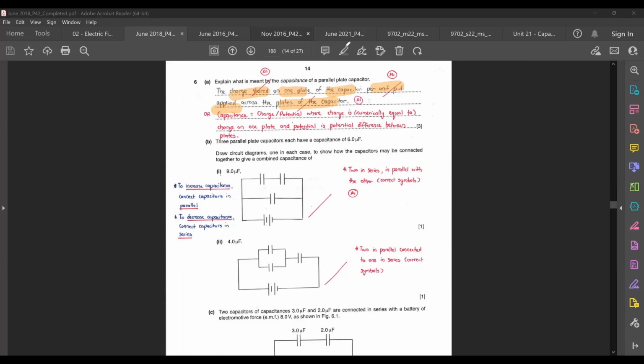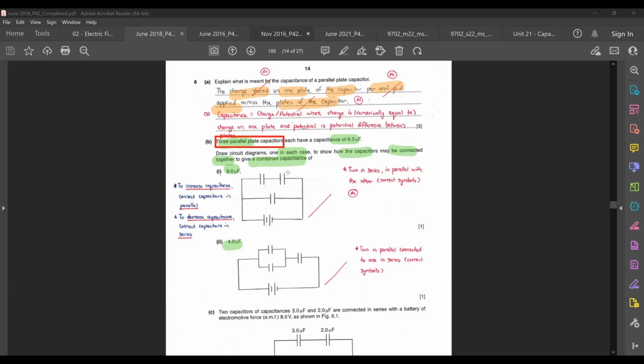And then after that, if you look at part B, you have 3 parallel plate capacitors that each have a capacitance of 6 microfarad. Draw circuit diagrams, one in each case, to show how the capacitors may be connected together to give you a combined capacitance of 9 microfarads and 4 microfarads. Okay, so here the question already told you that you have 3 capacitors. How are you going to connect those 3 to give you your combined capacitance of 9 microfarad and 4 microfarads? So this one is through trial and error.